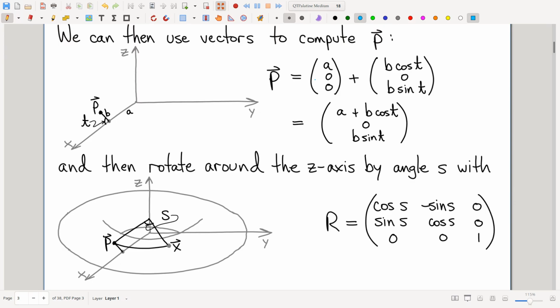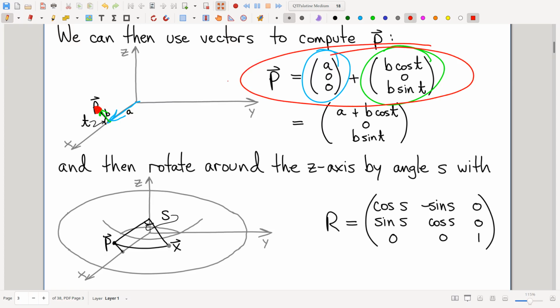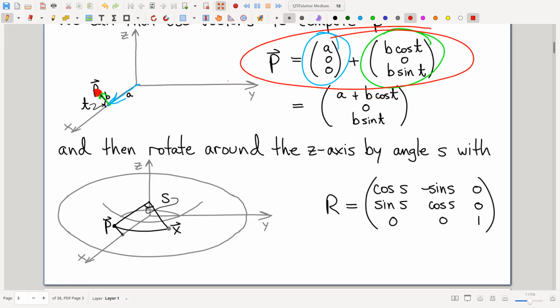But the big idea is, wherever I'm trying to get to, I can write down that vector like this. I can write down that vector like this. That then tells me this point here is the sum of those.